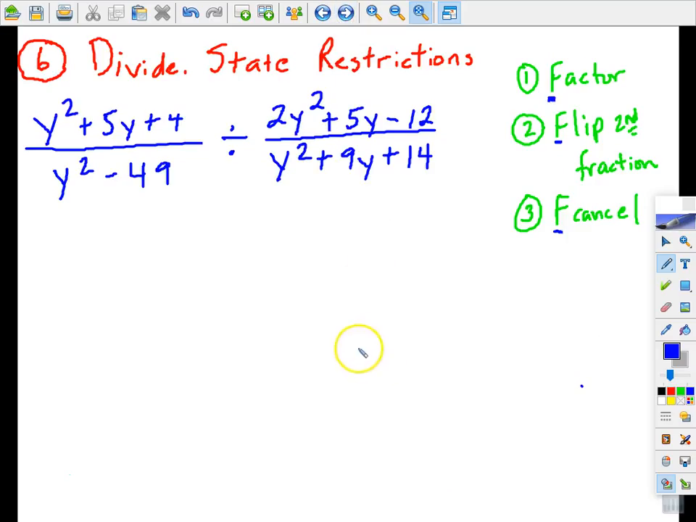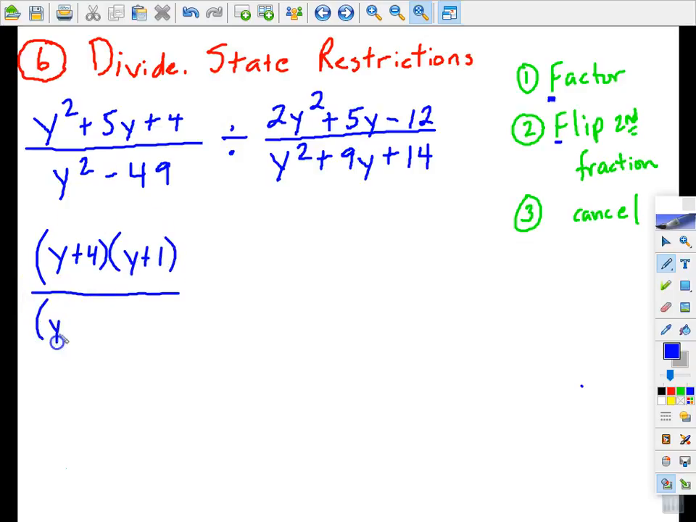Okay, I think I just got one more. Here's a division problem. So first thing we'll do is start factoring. Numerator here would factor as y plus 4 times y plus 1. Okay. The denominator below that would be y plus 7 times y minus 7.